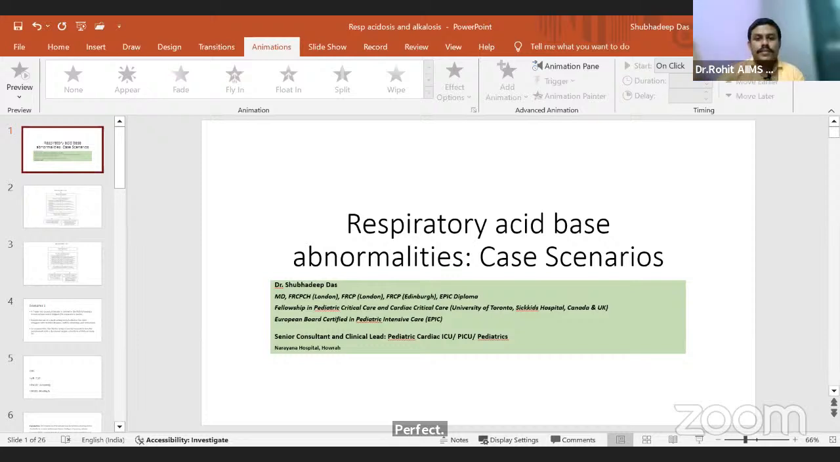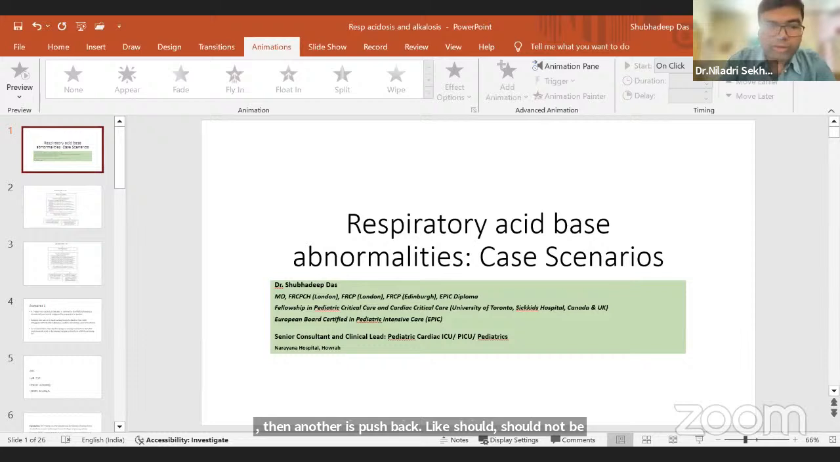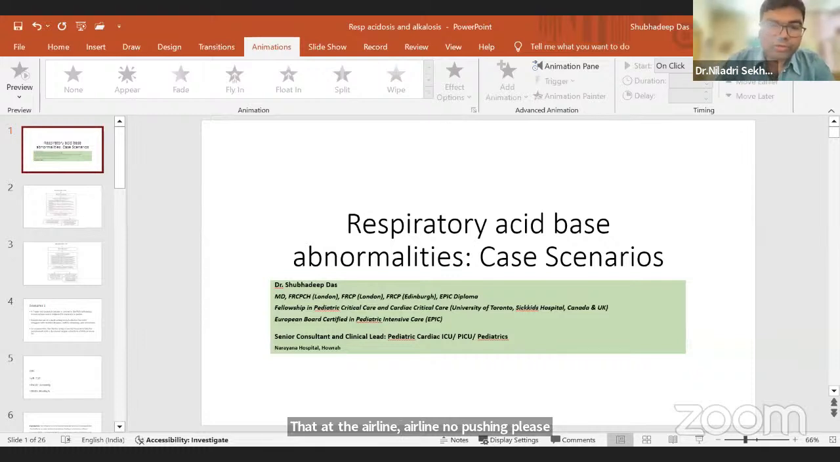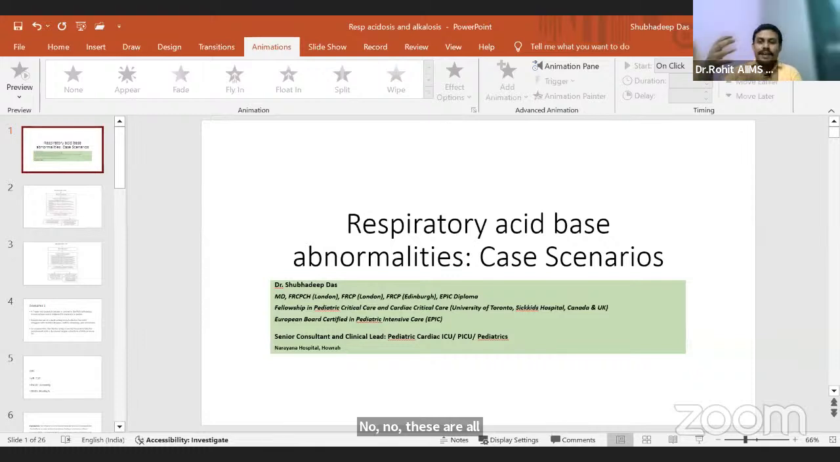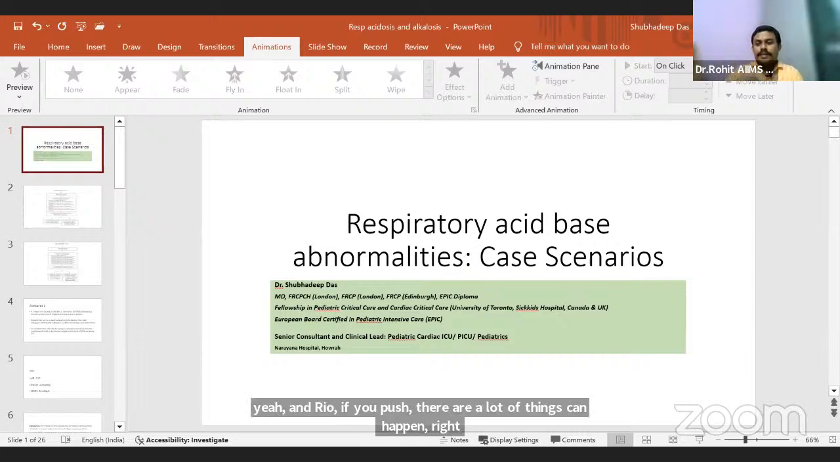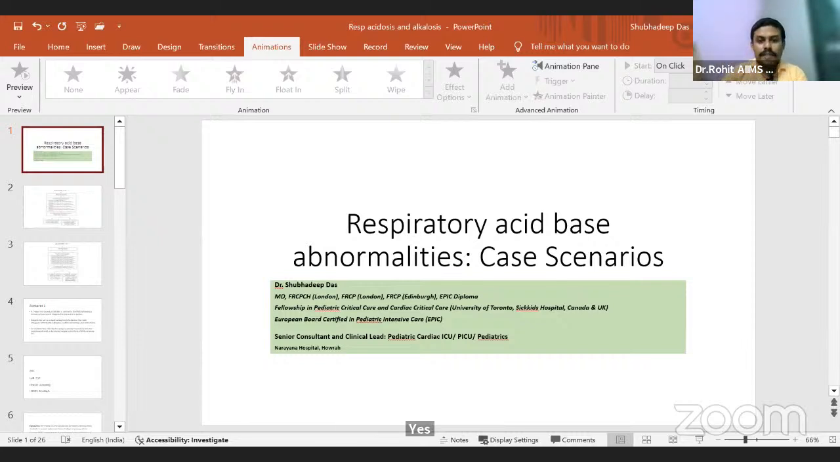Another question is about pushback: should we not push back the diluted blood? No, please don't do that. In an arterial line, no pushing, please. These are all sources of infection. If you push in an arterial line, a lot of things can happen. It can disturb the line, and gangrene can happen.